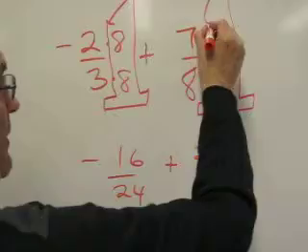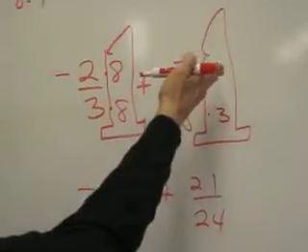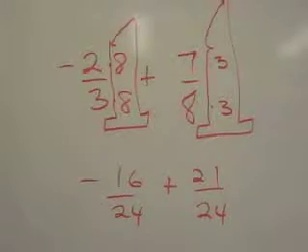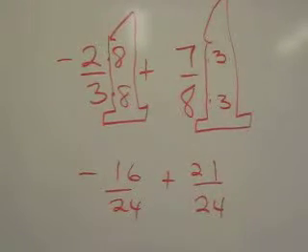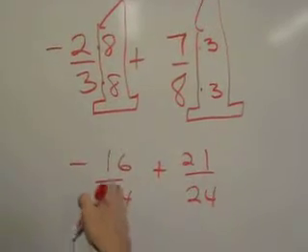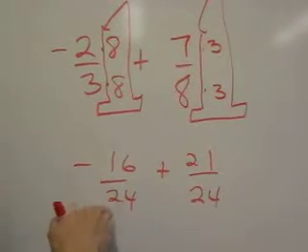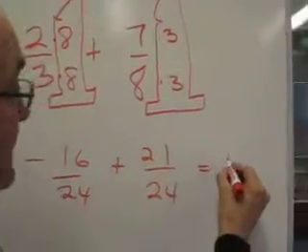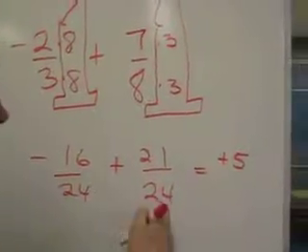So I'm not changing the value, I'm simply changing it into an equivalent fraction. And at this point now I can combine negative 16/24 with 21/24 and get a positive 5/24.